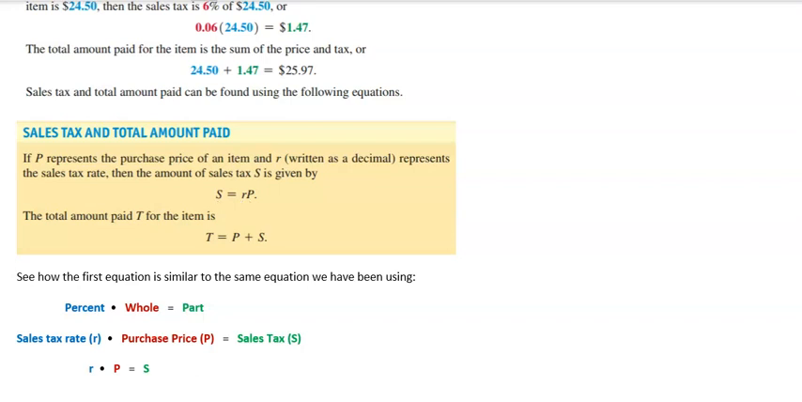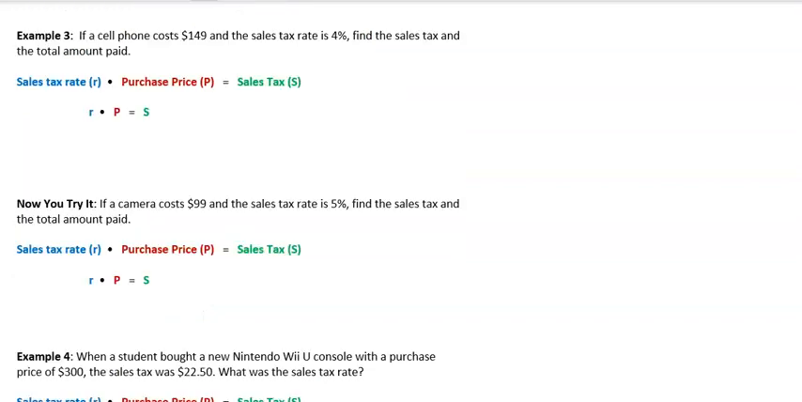And then you take the new tax that you just found and you add it to the purchase price to get the total. Okay, so this is how we're going to do all of these problems, and I have the equation already laid out on every single one. So we'll just follow the equation every time. So our first example is about a cell phone costing $149 with the sales tax of 4%. So we're supposed to find the sales tax paid and the total amount paid.